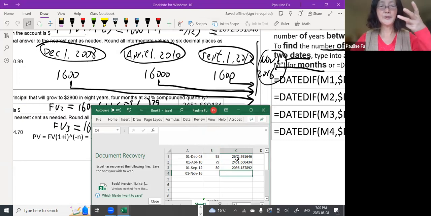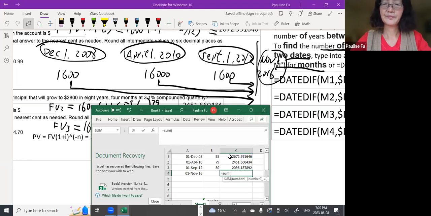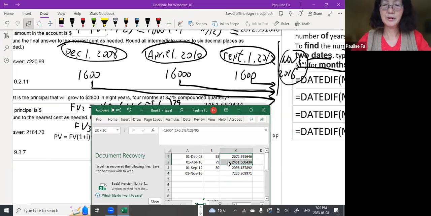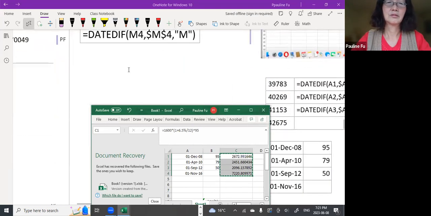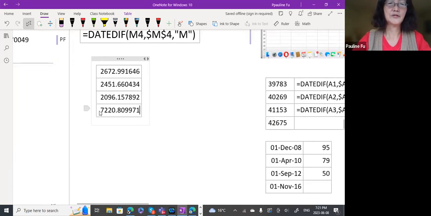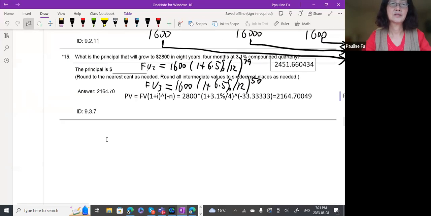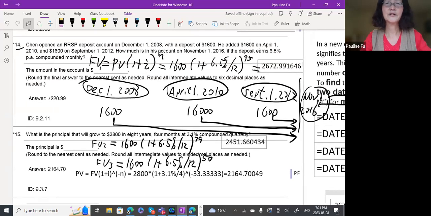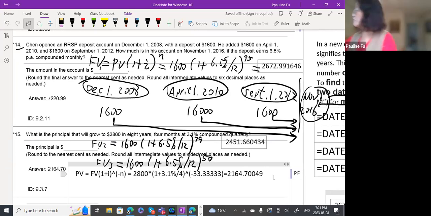Okay, so I did 3 calculations. Final result, you add those 3 numbers, that is the final result. Equal sum. So this is the final result. Okay. So I'll copy maybe all those 3 numbers together. So this is final result. $7,220.91. So this is question 14. Any questions? I'll just get some water.